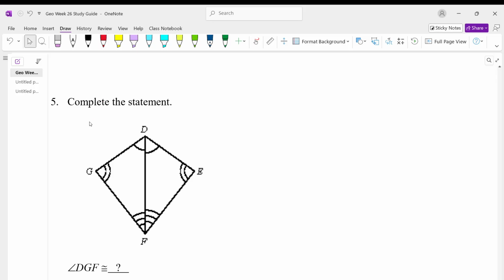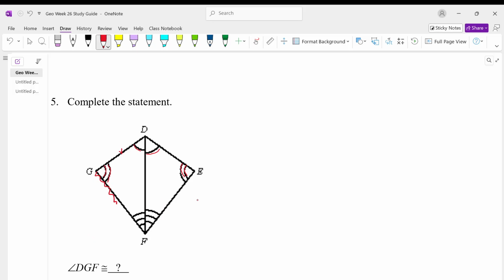All right, problem number 5 asks you to complete the statement. Angle DGF is congruent to. These marks on these angles, they're called arc marks. One arc mark is congruent to an angle with one arc mark. Two arc marks is congruent to an angle with two arc marks. So they're talking about angle DGF. So they're starting up here at D. They're going down to G and to F.